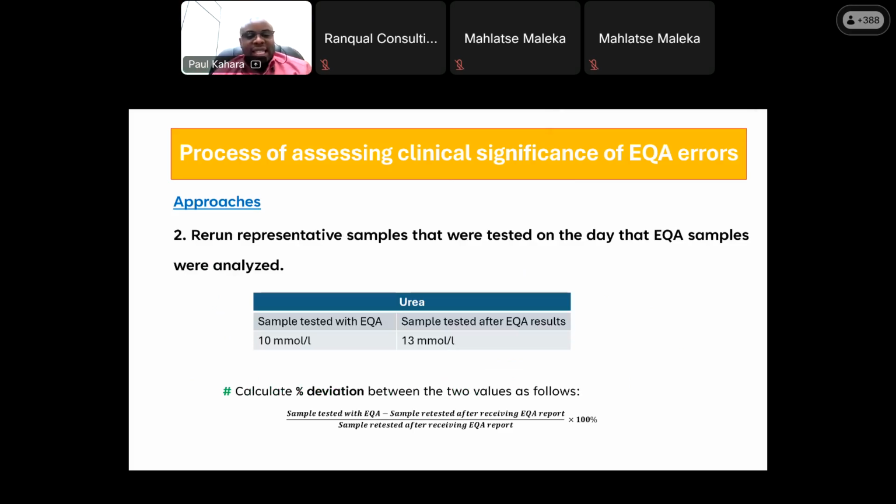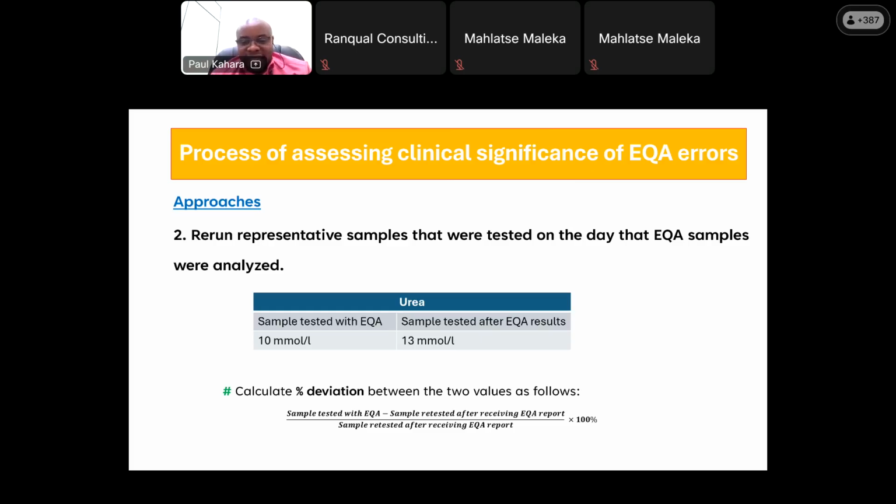The other approach is rerunning representative samples for patients that were tested on the day that EQA samples were analyzed. I know this may sound quite illogical, because you run an EQA sample today, and the EQA provider is going to spend 7 days, 10 days, 15 days, and some EQA providers might even spend 30 days. Where will we get the samples to repeat with? Because we usually discard our samples every 7 days.